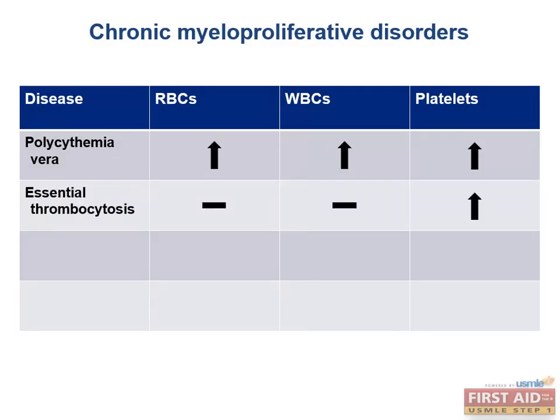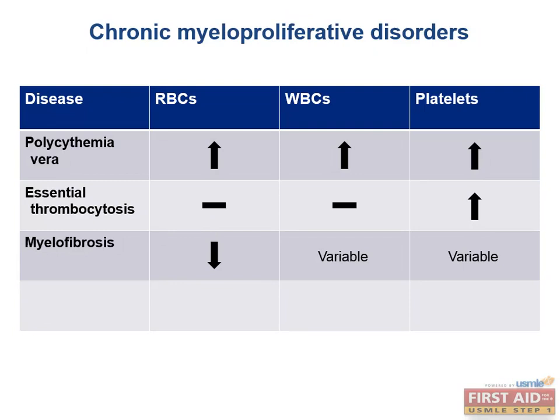Essential thrombocytosis has a selective increase in platelets, hence the name. However, the strange aspect of this disease is that even though your platelet count is high, you can present with both bleeding and clotting. The bleeding is because these platelets are abnormal, and although there are a lot of them, they do not function well enough to control bleeding many times. Next up is myelofibrosis.